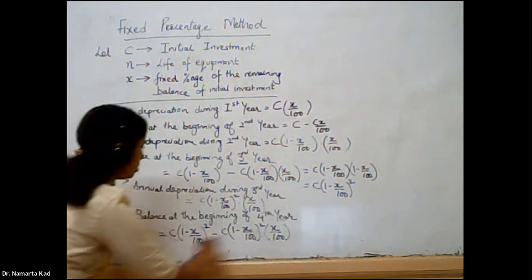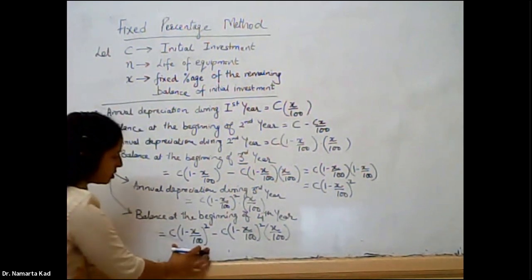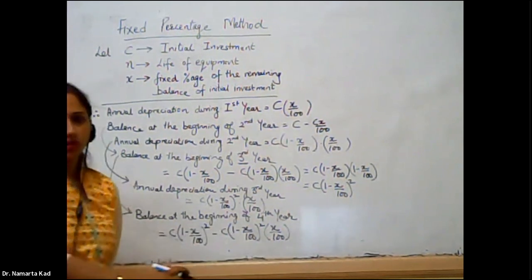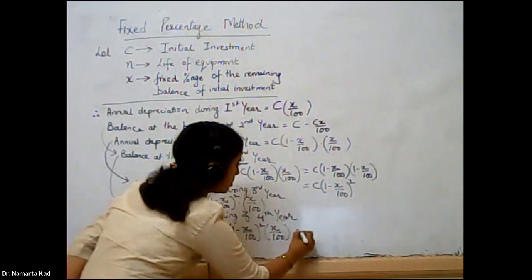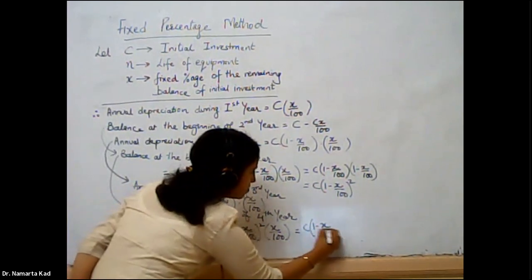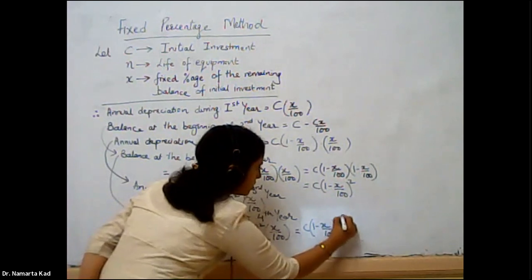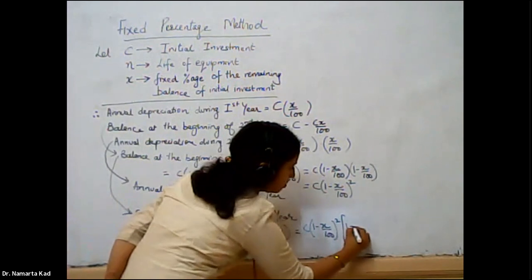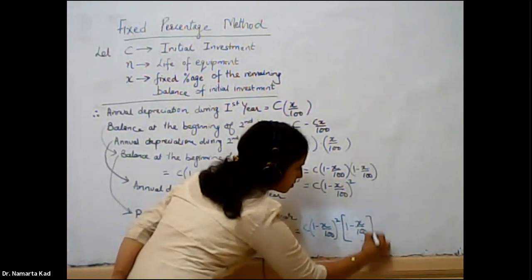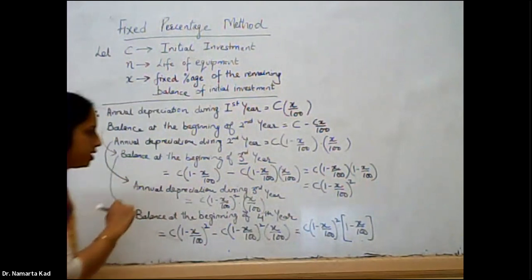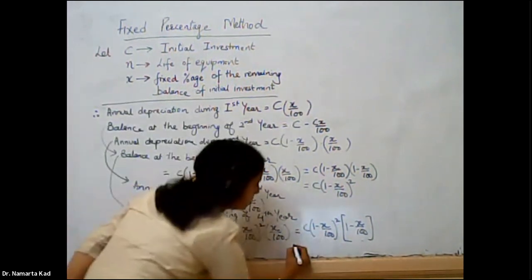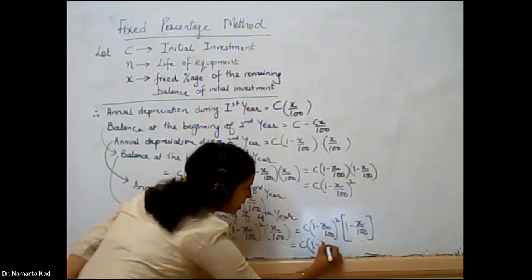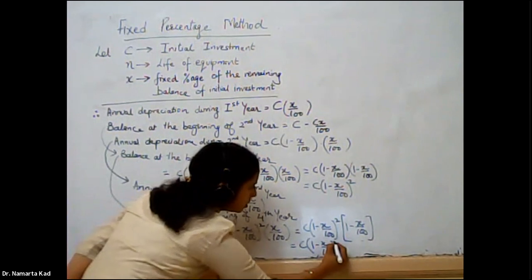When you simplify it, take this term common, C into (1 minus x by 100) squared. So what is in the bracket now? Here it is 1 and here it is x by 100, so 1 minus x by 100. With more simplification, we get C into (1 minus x by 100) cubed.